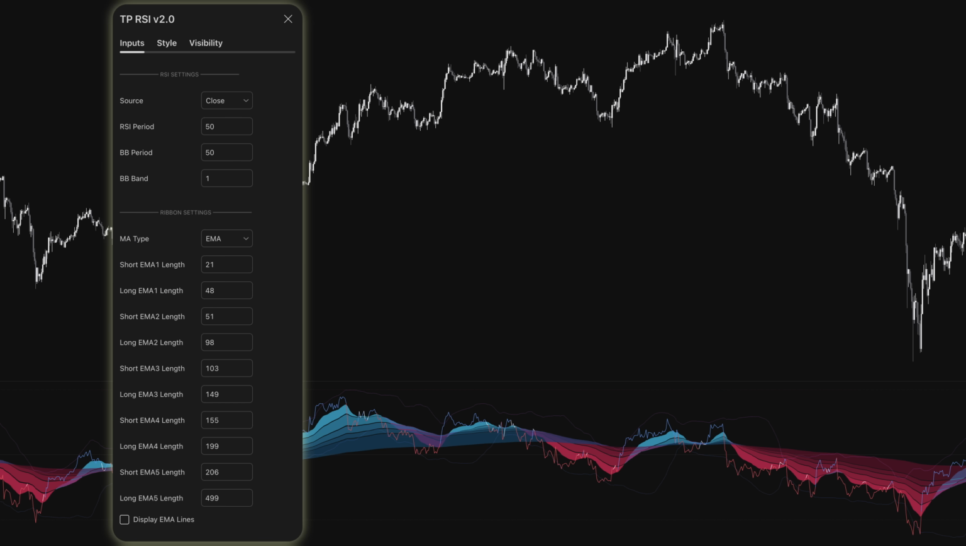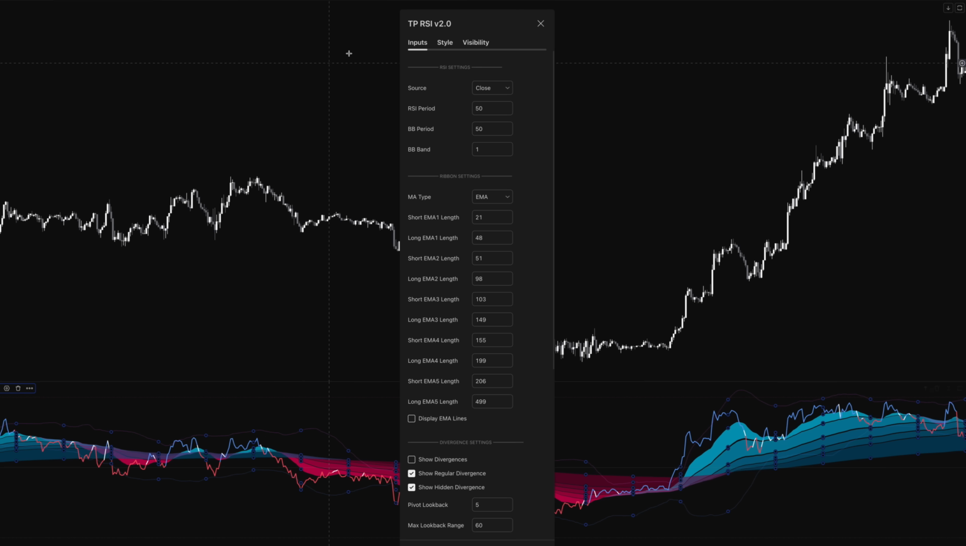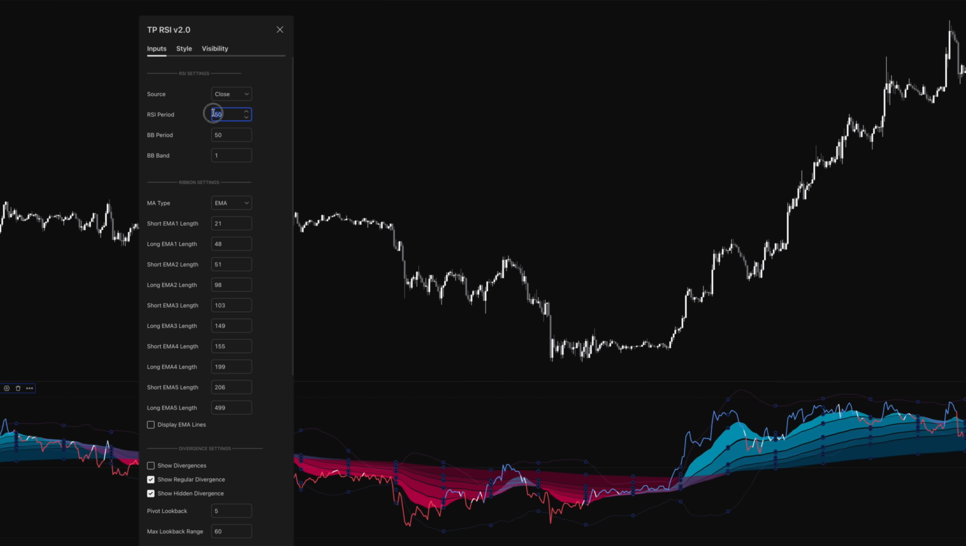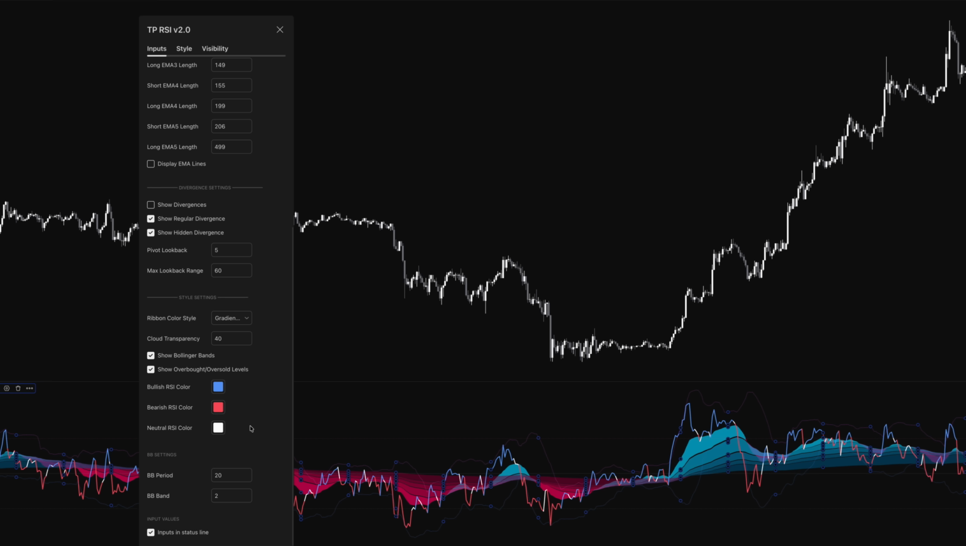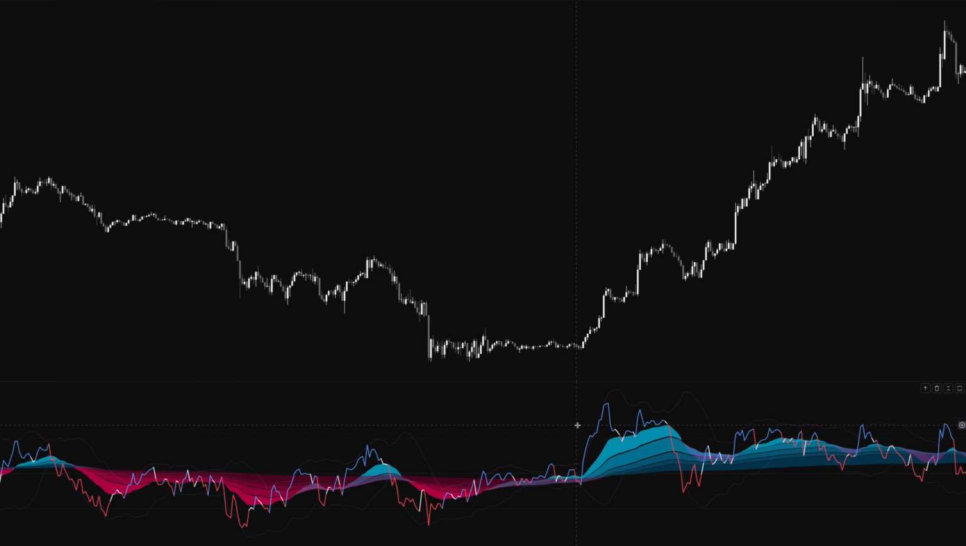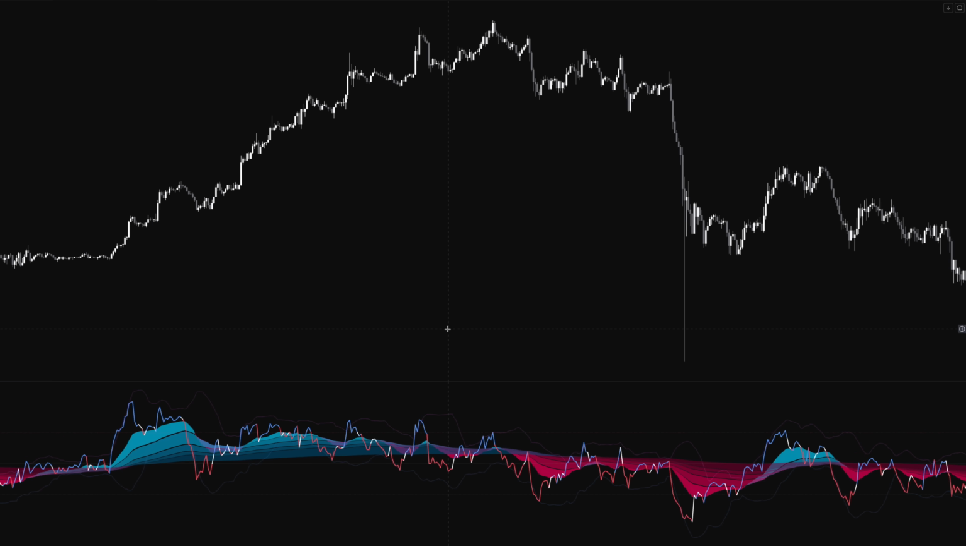Settings are optimized for swing and day trading, offering a balanced response to price changes. For scalping, consider experimenting with shorter RSI and moving average lengths to make the indicator more sensitive to rapid price fluctuations. This adjustment helps the ribbon and divergences react faster, which is essential in lower time frames where timing precision matters most.